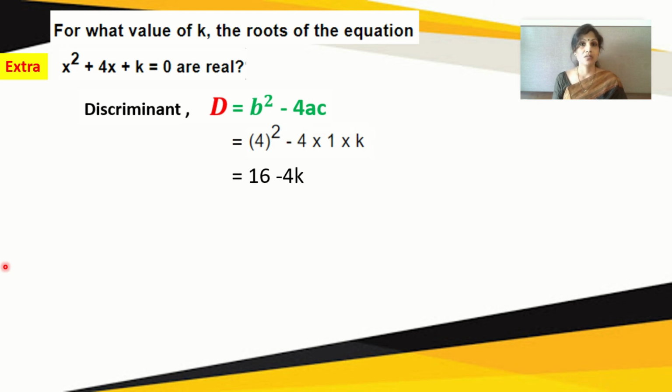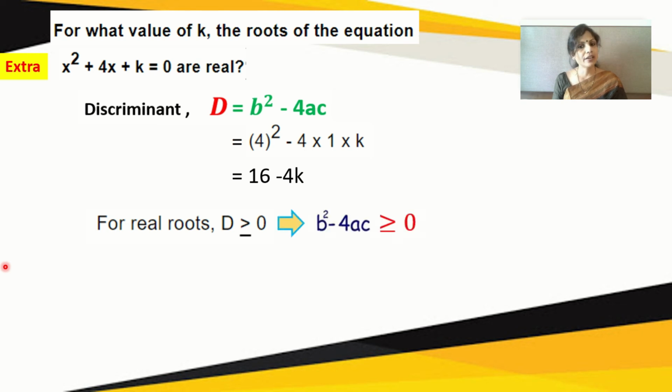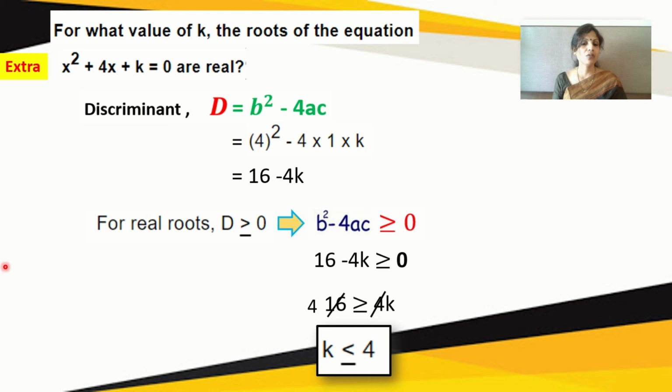But for real roots, what is the condition? It is D is greater than or equal to 0. Meaning b square minus 4ac should be greater than or equal to 0. We got the value of b square minus 4ac as 16 minus 4k, so that should be greater than or equal to 0. Let me shift this 4k to the other side. So I get 16 is greater than or equal to 4k. I can cancel this; 4 fours are 16, isn't it? So I am left with 4 is greater than or equal to k. Its meaning is k is less than or equal to 4. So you can find the value of k in this manner also.